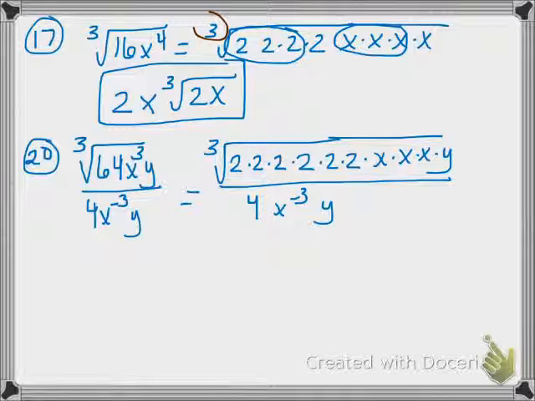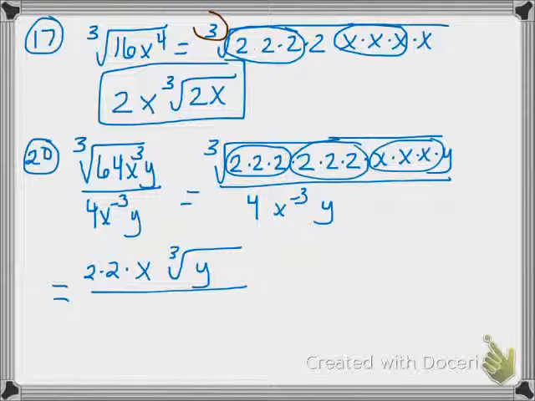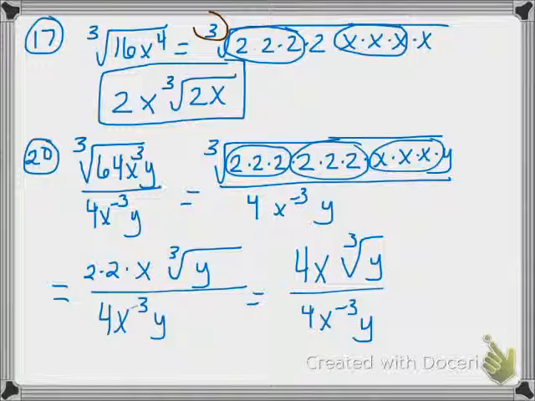But because of that 3, we're looking for groups of 3. One group of 3 there, one group of 3 there, and one group of x's. So we actually have to kick out a 2, and then another 2, and then an x. And what's left over inside? Just a y. Now on the bottom, that stays the same for right now. Now that 2 times 2 actually becomes 4, x, the cube root of y, over the denominator. But here, because of the 4's, they actually cross out.